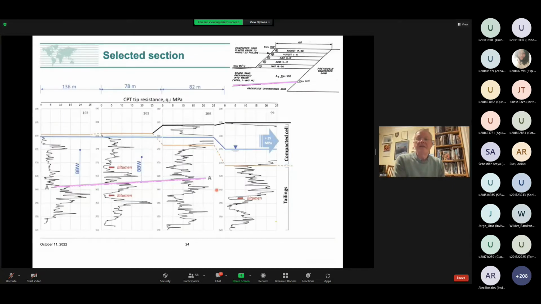This is looking at the overall cross section we're analyzing. Top right, I've got the sketch from the original paper describing what was going on. They made quite a clear distinction between beach below water material and previously overboarded, what we now call beach above water sand. So we went looking through the more recent campaigns of CPT testing, and there's been a lot of testing done in the last 10 years, to identify a section which matched what these guys reported.